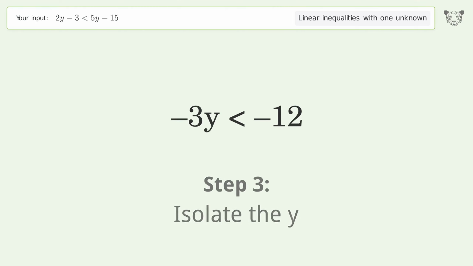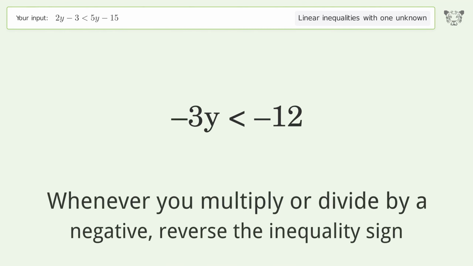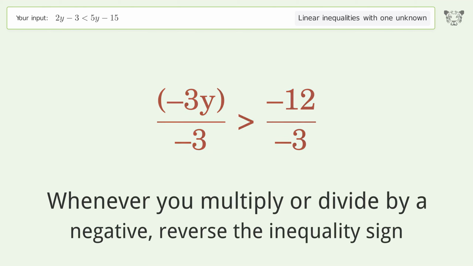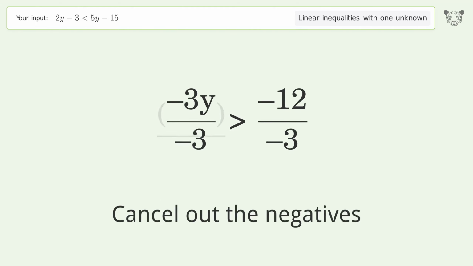Isolate the y. Divide both sides by -3. Whenever you multiply or divide by a negative, reverse the inequality sign. Cancel out the negatives.